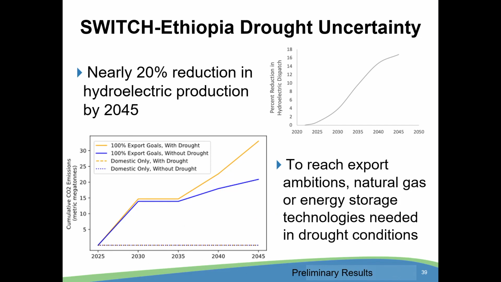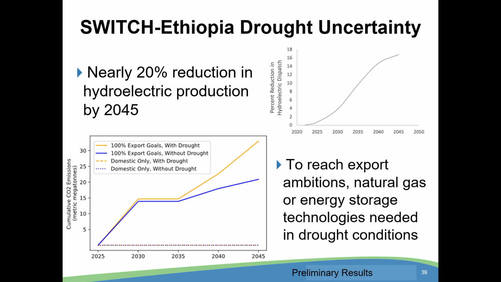We observed that under these proposed drought conditions, we see a drop in hydroelectric power production of almost 20% by 2045. We also observed that even under drought conditions, CO2 emissions will remain at zero if the grid only needs to meet those domestic demands.